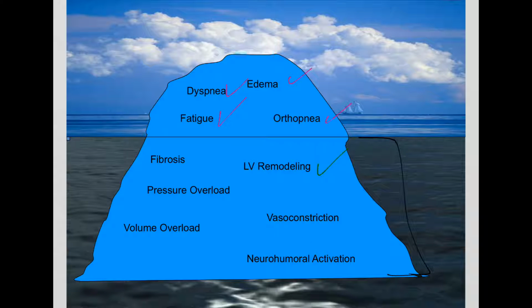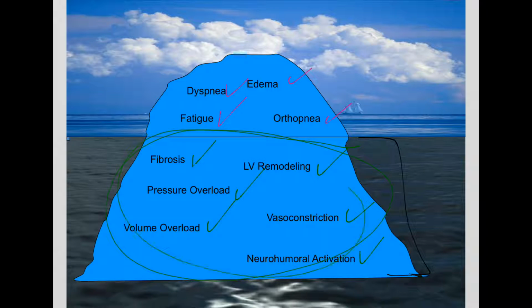Well, changes in the heart are going on, fibrosis, the heart's under pressure overload and volume overload. There's vasoconstriction throughout. There's all these hormones being released, which are affecting the heart. So there's all these things going on below the surface, which are really impacting all these things that we see as a physical therapist.